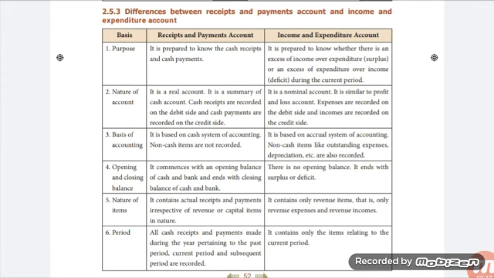Okay, children, what is the purpose of income and expenditure account? Income and expenditure account is prepared to ascertain the surplus or deficit of the not-for-profit organization. It is prepared to know whether there is an excess of income over expenditure, that is surplus, or an excess of expenditure over income, that means deficit during the current period.